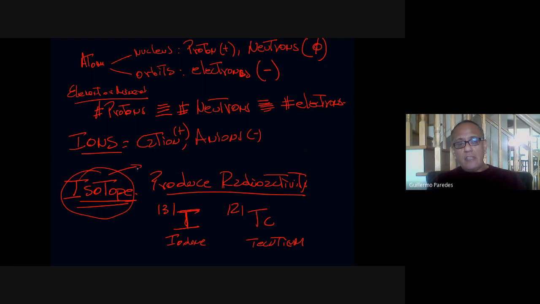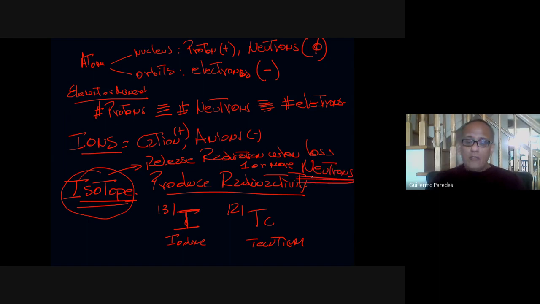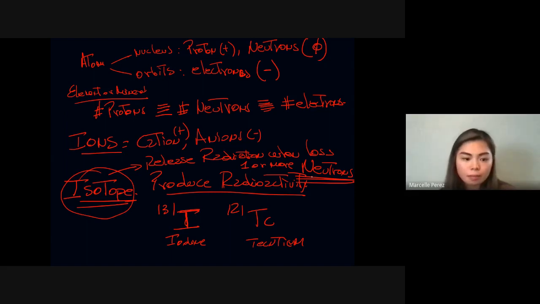An isotope is going to release radiation when it loses one or more neutrons. So isotopes are basically the loss of neutrons. When they lose neutrons, the nucleus becomes unstable and starts to produce radiation. So that is an isotope. Isotopes have medical uses for treatment and diagnosis. You okay with that? Yes. Okay. Yep.